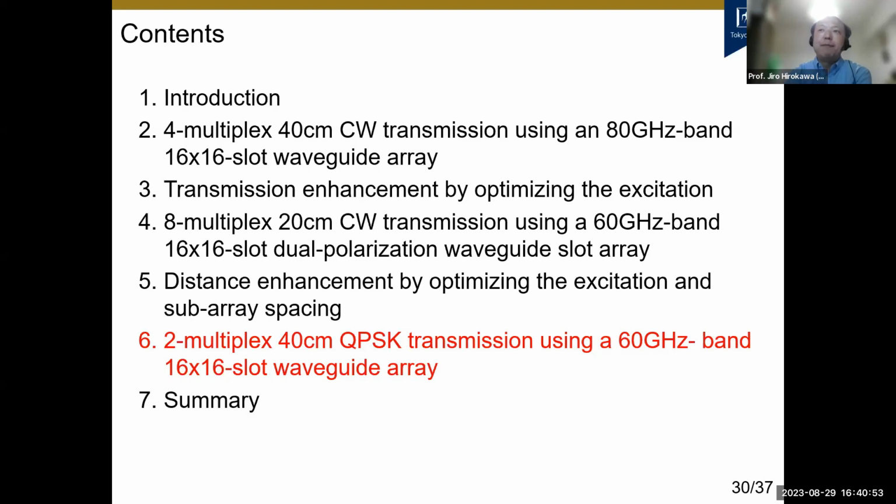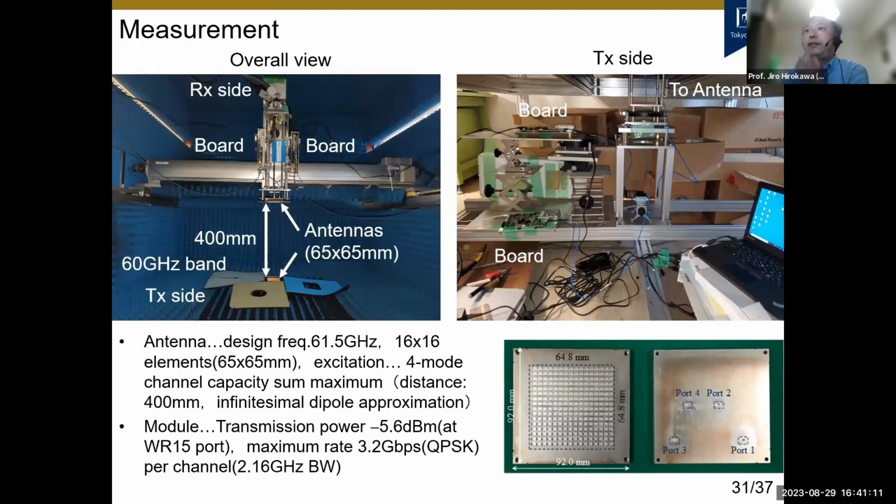Finally, I will explain about the 40 centimeter QPSK transmission using 60 GHz band 16 by 16 slot waveguide array. This is a measurement setup. We use the 60 by 60 elements antenna. And the propagation distance between TX and RX antenna is 400 millimeter.